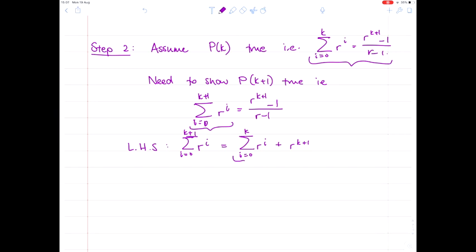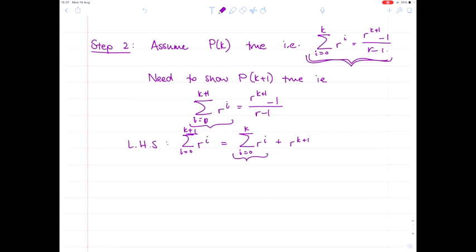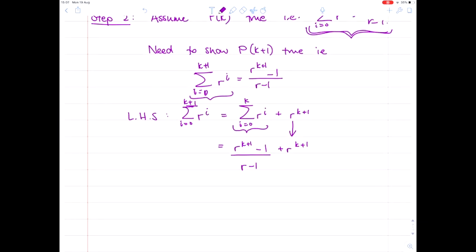And now we can substitute in for this sum over here, because we're assuming that Pk is true. So we know that this is r to the k plus 1 minus 1 over r minus 1. And then we need to add this term, so that's r to the k plus 1. And now we can just put things over the same denominator again. So this is r to the k plus 1 minus 1 plus r minus 1 times r to the k plus 1, all over r minus 1.